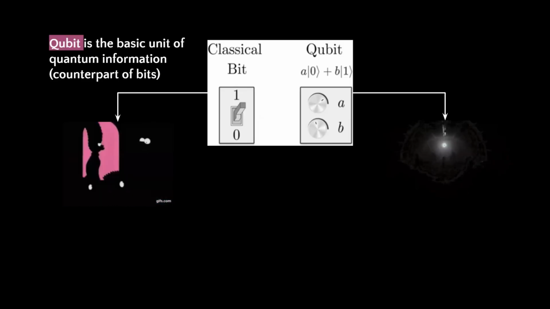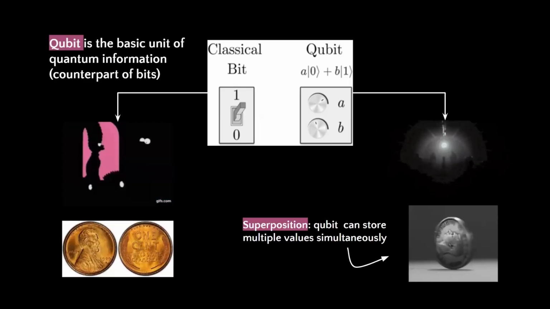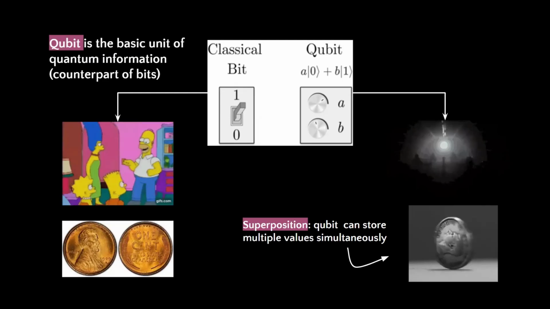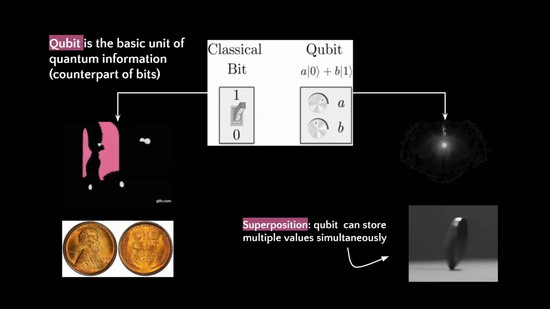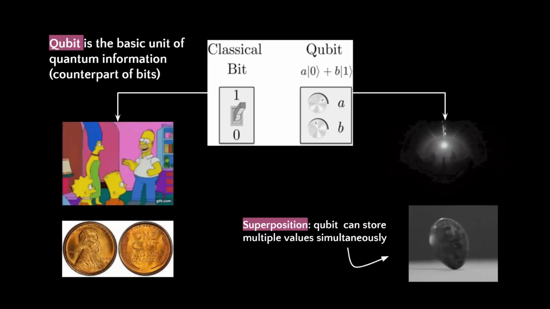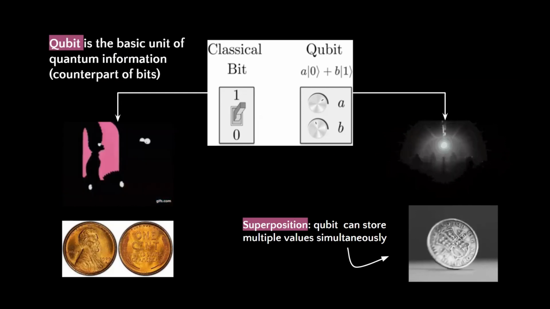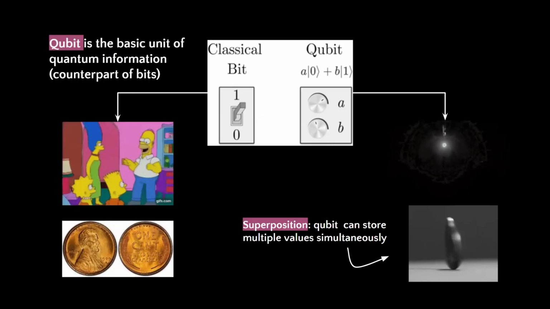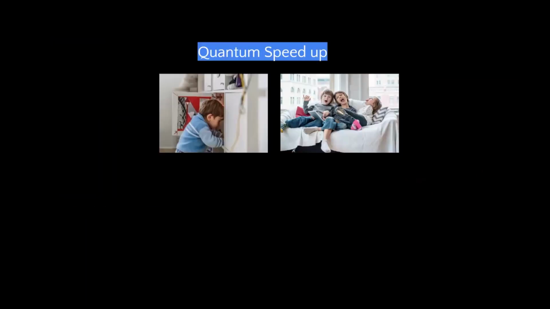Or you can imagine coins. If classically the coin is either heads or tails, then quantumly speaking, it's a spinning coin. And while it's spinning, it's in superposition of all the states it can be. All the multiple values are stored simultaneously. It's heads, it's tails, it's one-third tails, it's everything until we measure it. And by measuring, we mean stop. And this is what gives us quantum speed up.